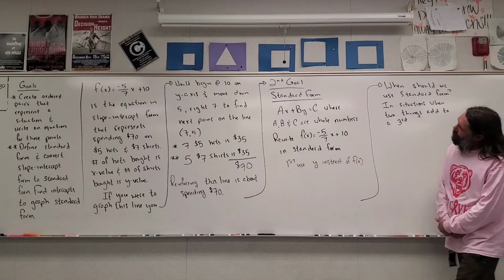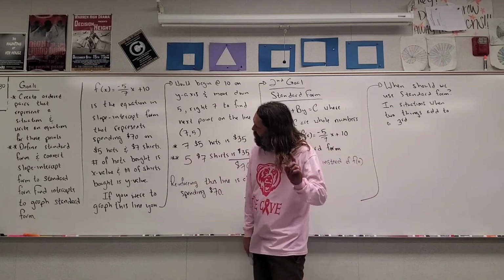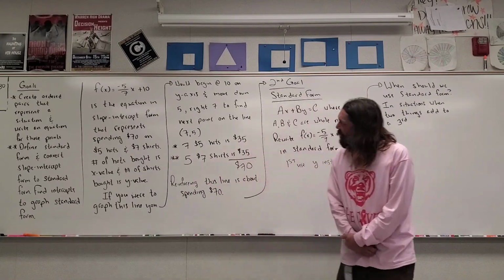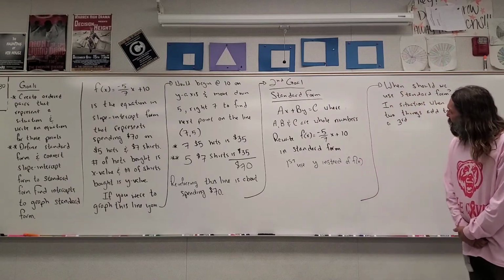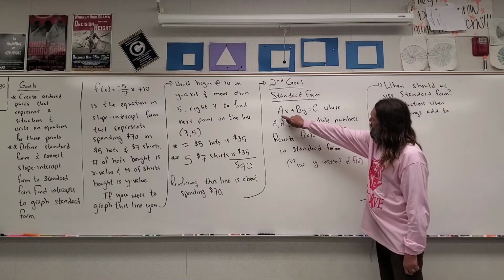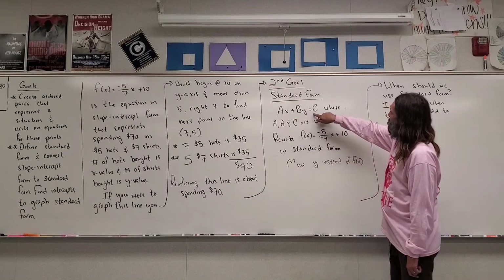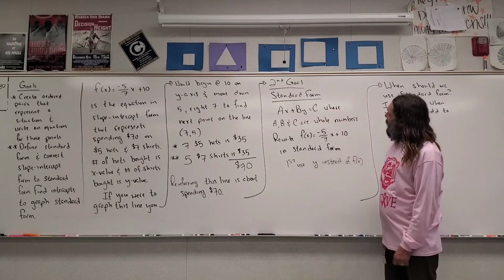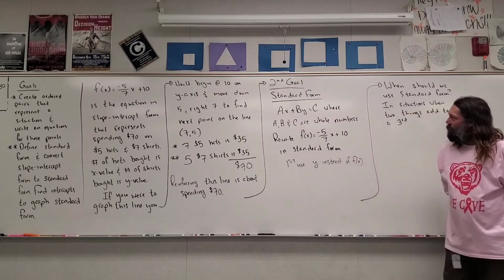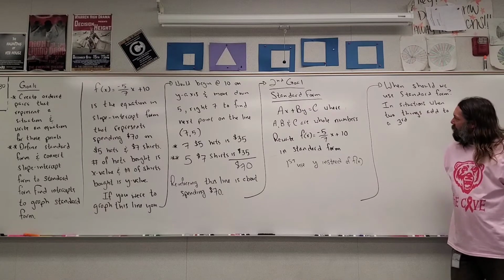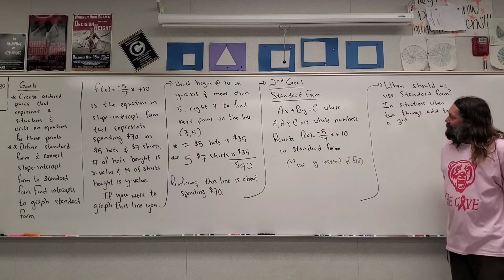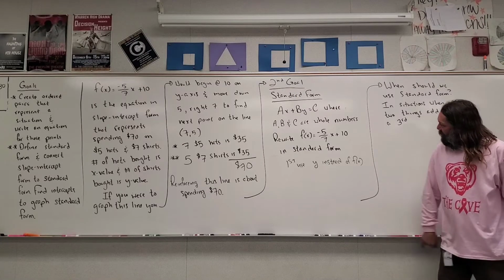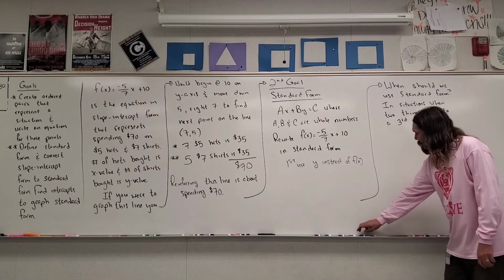And our first part of the second goal is to define standard form and convert slope-intercept form to standard form. So standard form is an equation that's written as ax plus by is equal to c, where a, b, and c are whole numbers. So I'd like to rewrite our equation that we have over there, and right here as well, in standard form. So first, we're going to use y instead of f of x.